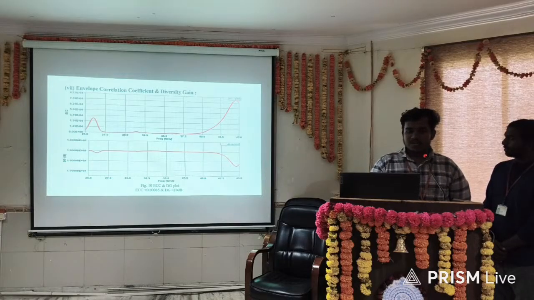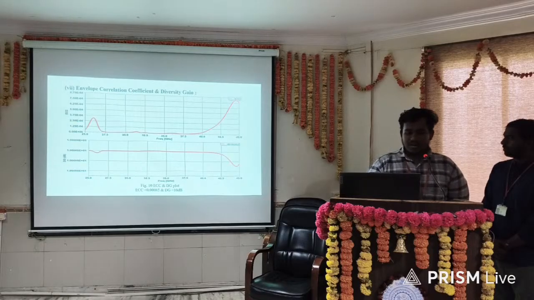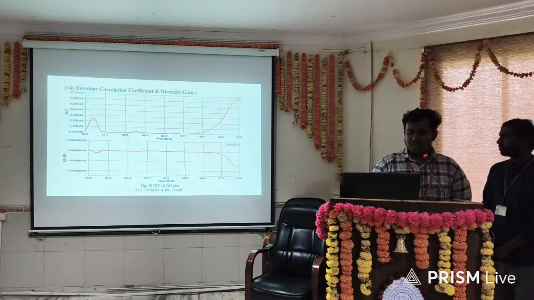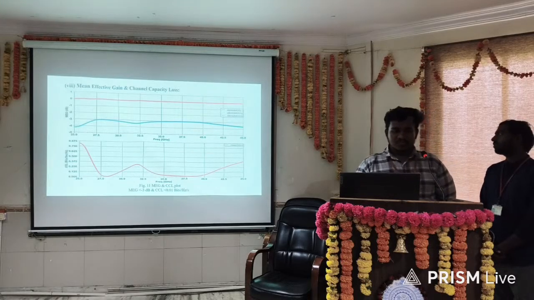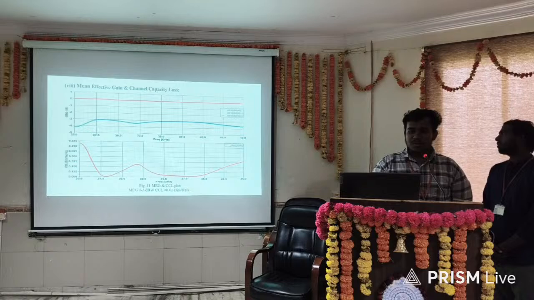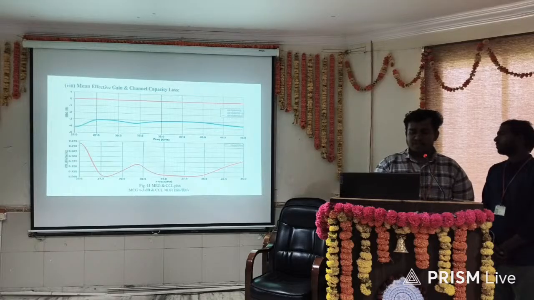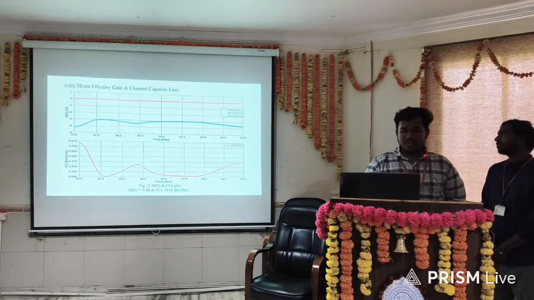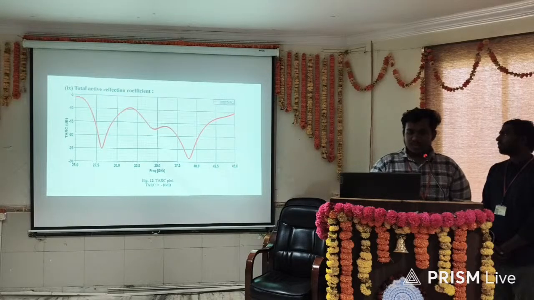ECC shows how independently the antennas work due to the effect of the correlation. Diversity gain shows the reliability of the antenna. We have obtained a diversity gain of 10 dB. MEG means mean effective gain. It represents the average power received by the antenna element. It should practically be less than 3 dB, minus 8. CCL represents the number of bits lost per second. TARC represents the overall reflection of the antenna when all the ports are excited.